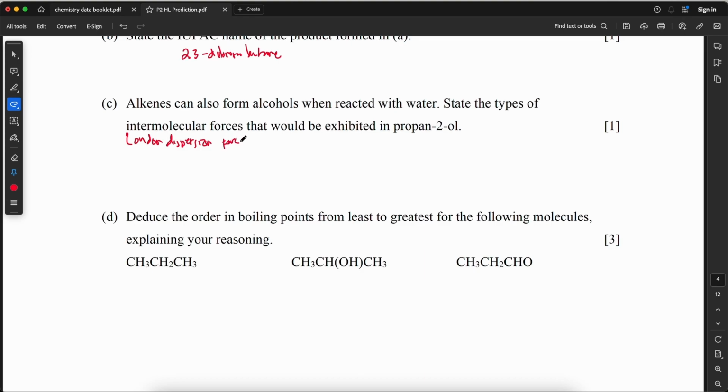force, and then dipole force, and then hydrogen bond. So hydrogen bond because it has OH, obviously, and dipole force because it is polar, it exhibits this force, and for London dispersion force, all molecules exhibit London dispersion force, whether non-polar or polar.